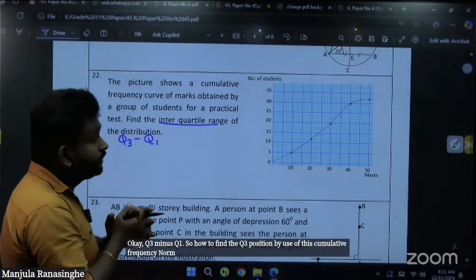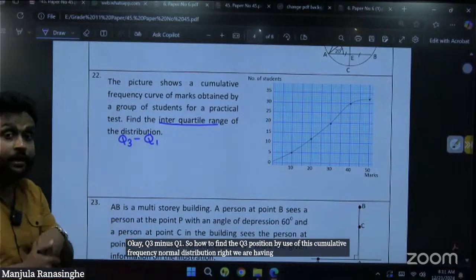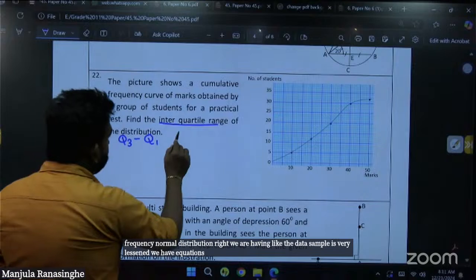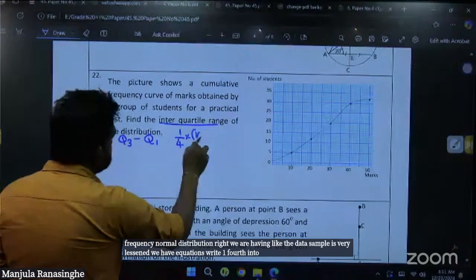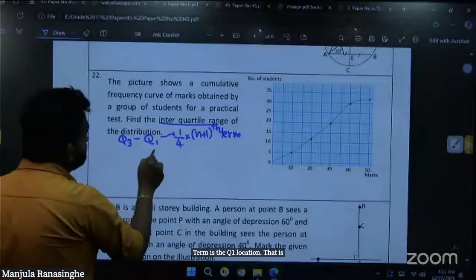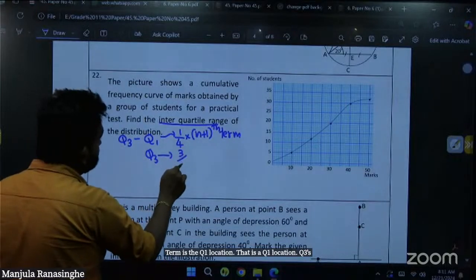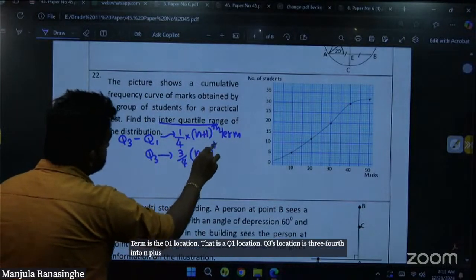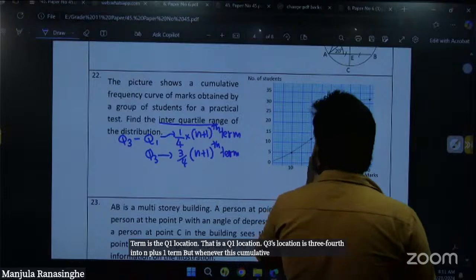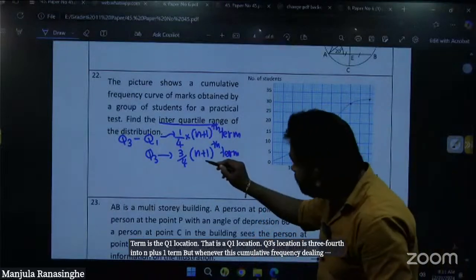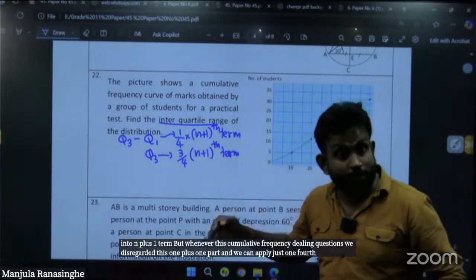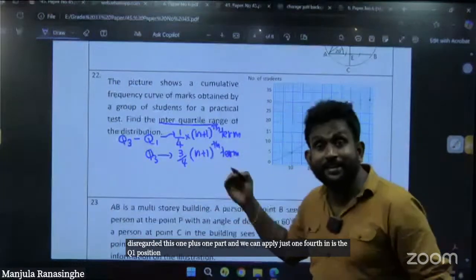In a normal distribution, when the data sample is very small, we have equations. One-fourth into n plus 1 term is the Q1 location. Q3's location is three-fourths into n plus 1 term. But whenever we deal with cumulative frequency, we disregard this plus 1 part and apply just one-fourth n as the Q1 position, three-fourths n as the Q3 position.